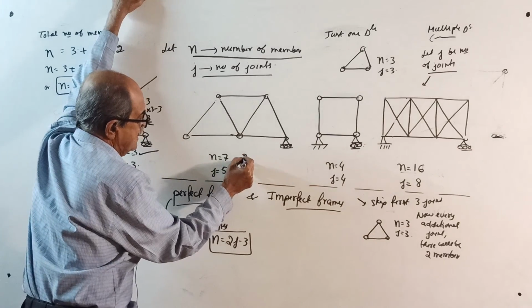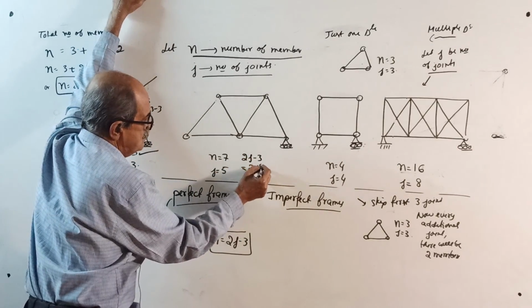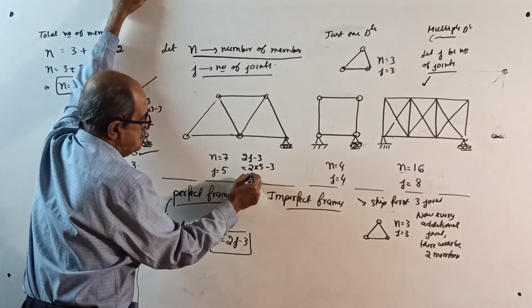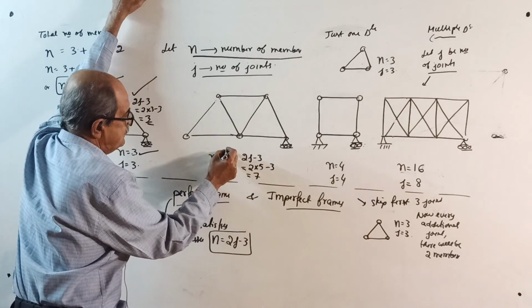What is 2j minus 3? Calculate here. 2j minus 3 equals 2 into 5 minus 3. 2 into 5 is 10. 10 minus 3 is how much? 10 minus 3 is 7. Yes, n is 7.